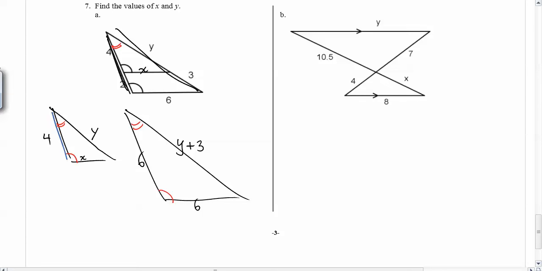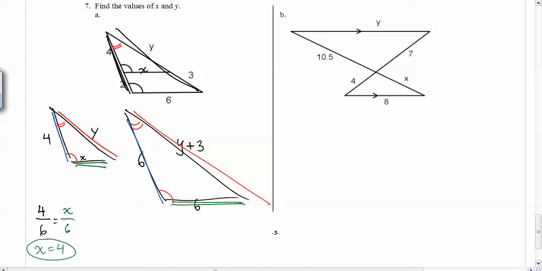So the most useful one's going to be the 4 goes with 6, because those are both numbers. 4 over 6. 4 goes with 6 the same way that down here, x goes with that 6. Well, if you think about it, you can cross multiply if you want, but if 4 over 6 equals x over 6, x has to be 4 here. And then the other one, the y is going to go with the y plus 3, the same way the 4 is going to go with the 6. So 4 over 6 equals y over y plus 3, and then we'll cross multiply.